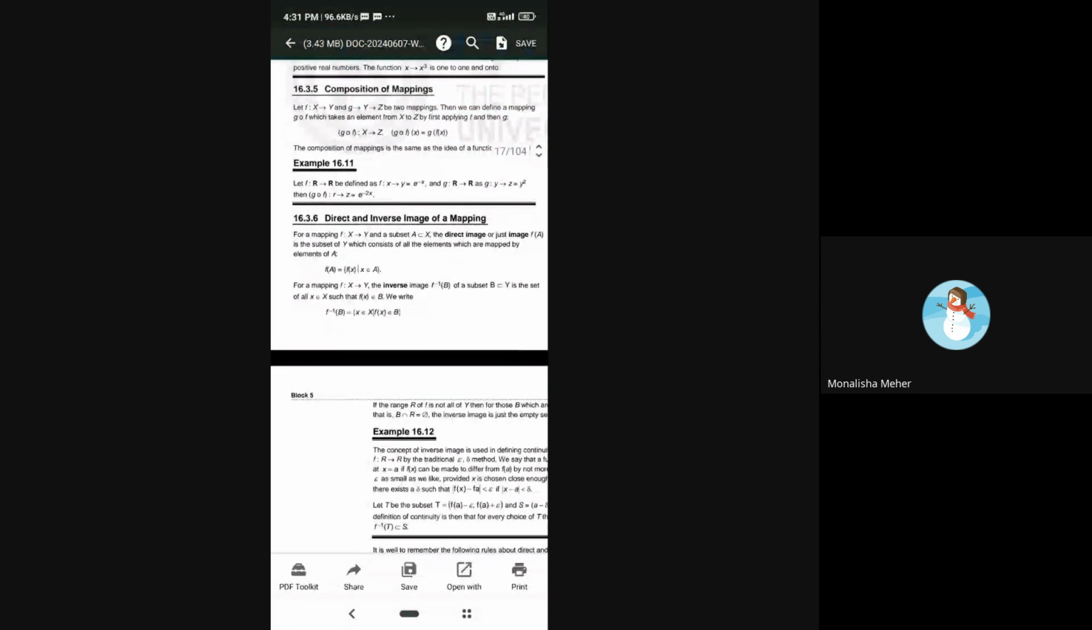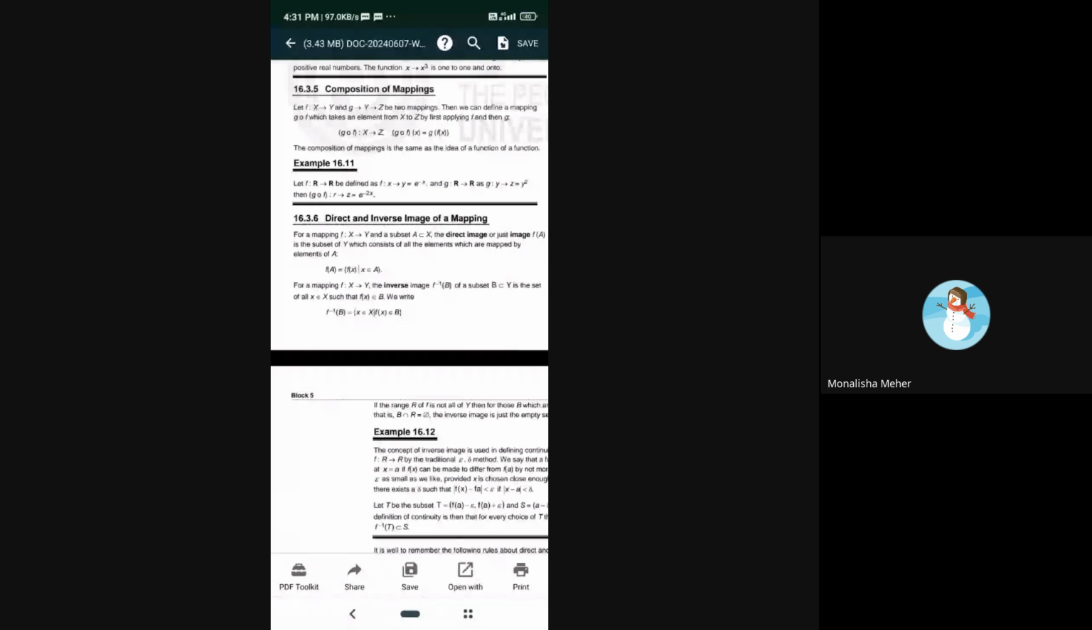So you can have a direct image and also an inverse image of a mapping. For a mapping f from X into Y and a subset A of X, the direct image, or just image f(A), is a subset of Y which consists of all the elements which are mapped by elements of A. So f(A) is equal to {f(x) such that x belongs to A}. For a mapping f from X into Y, the inverse image f inverse of B, for a subset B of Y, is the set of all x belonging to X such that f(x) belongs to B. And you can write it as shown on the screen.